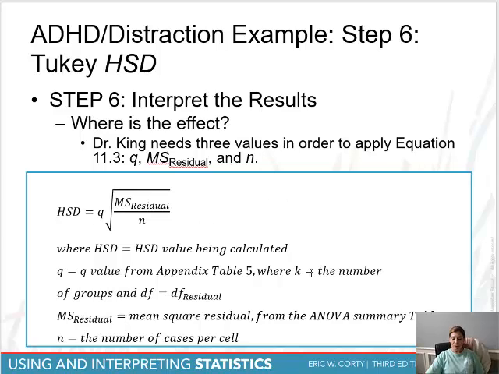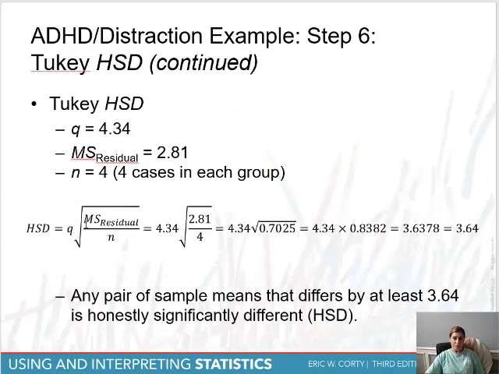To find that, we have to figure out what K is. K is the number of groups that we're comparing. And in this instance, we have 3 means that we're comparing. We also need to figure out our mean square residual, which we find from our ANOVA table, and then the number of cases in our groups, and that was 4. So when we put that all together, we find that Q in the back of the book was 4.34. We put the mean square residual 2.81 in our formula, as well as 4 cases. We find that the honestly significant difference is 3.64.